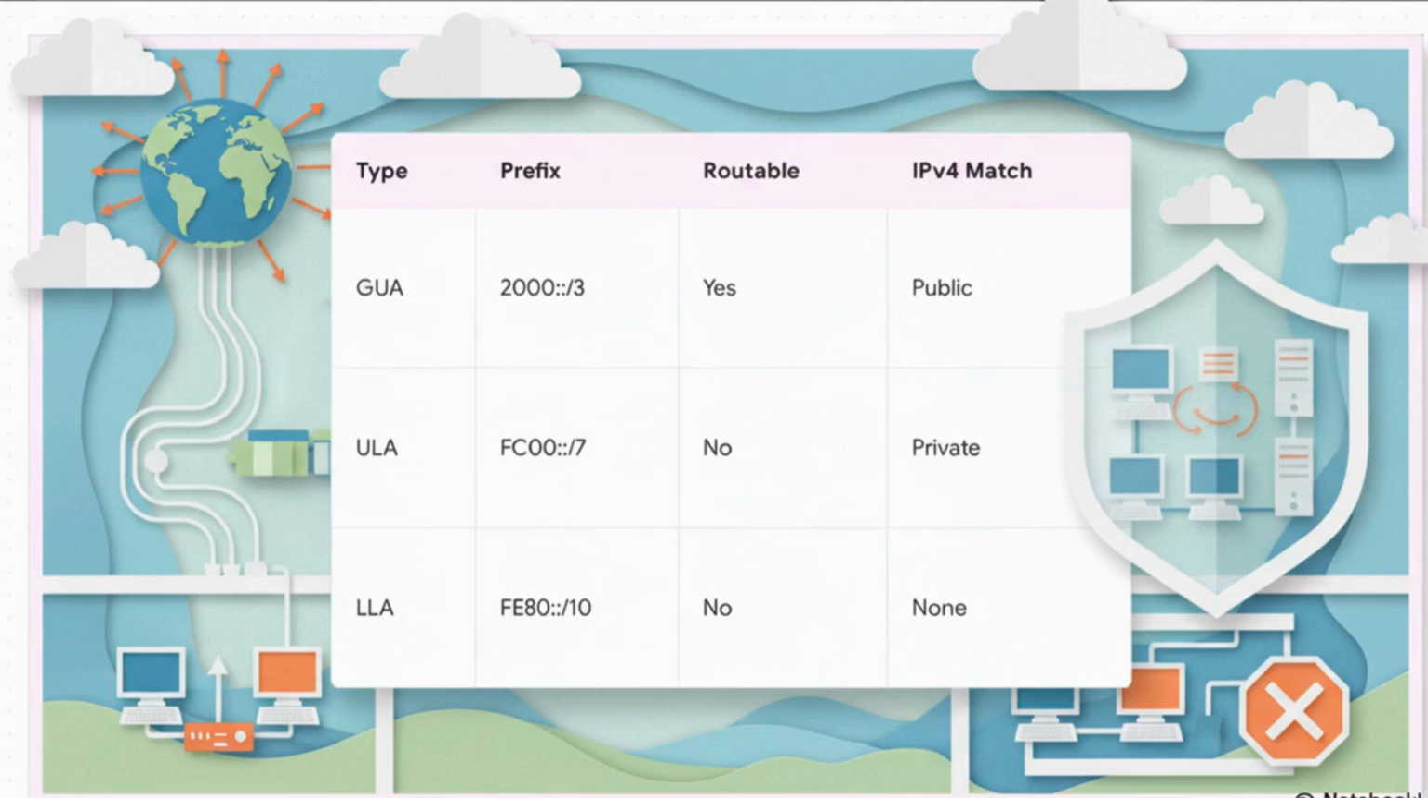Down a level, we've got unique local addresses, or ULAs, starting at FC00::/7. Think of these like your private IPv4 addresses. They're strictly for internal communication within an organization, keeping all that sensitive internal infrastructure securely off the public routing tables.